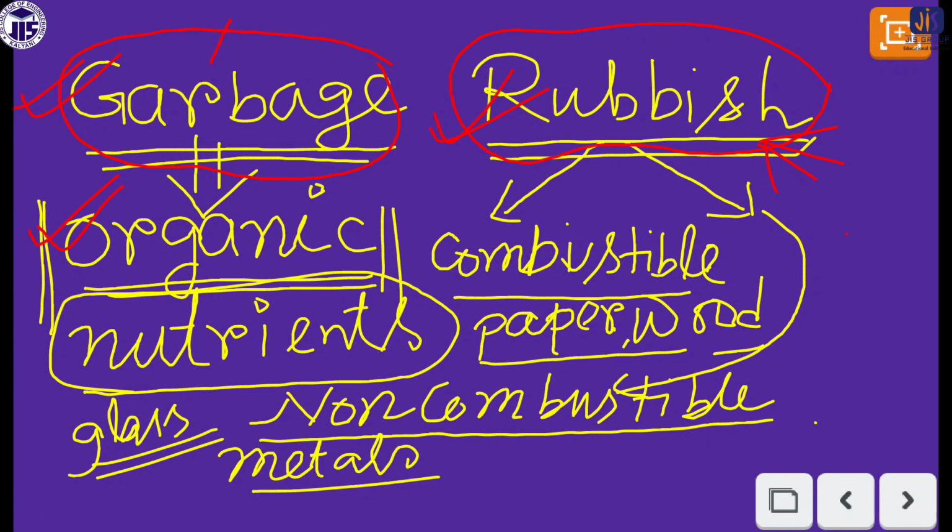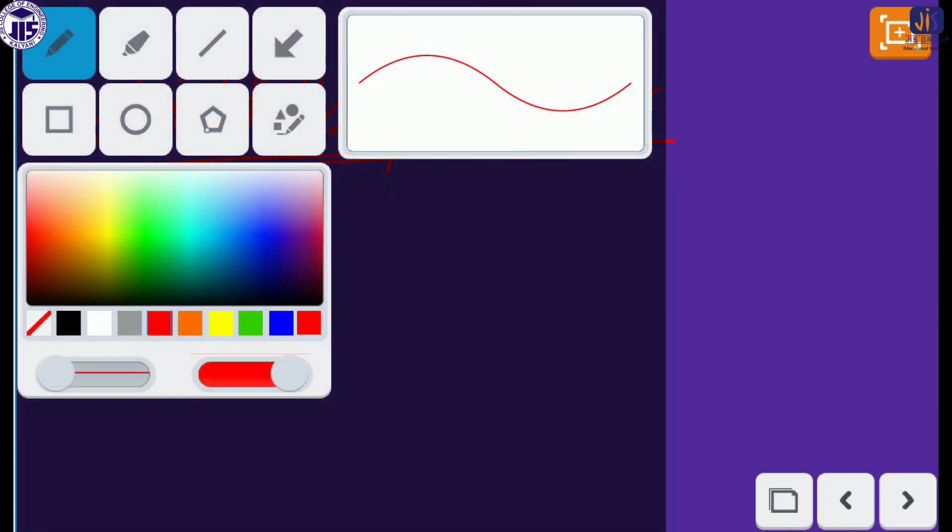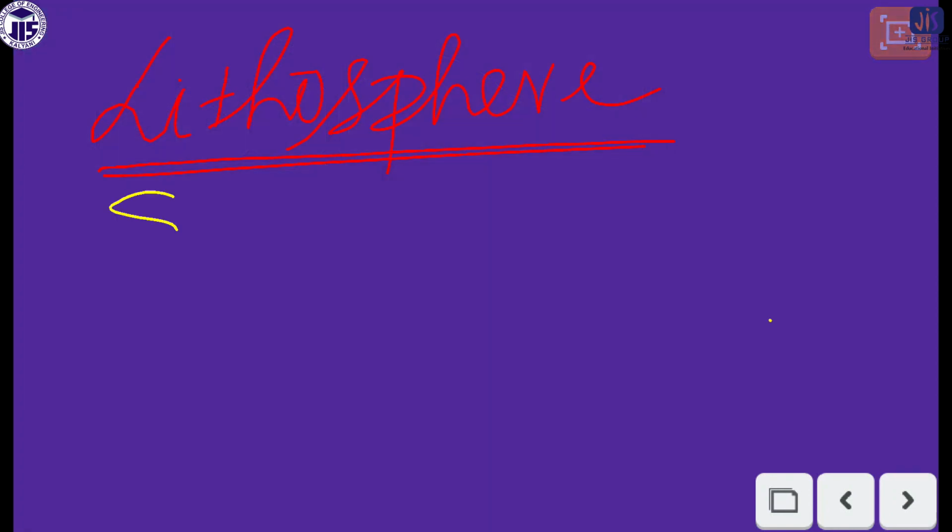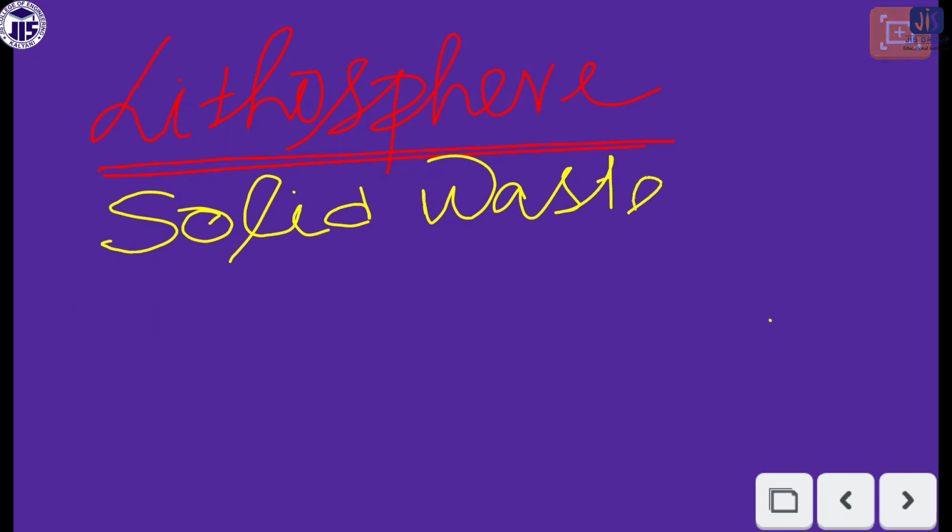So that's all for today. Let me repeat what we discussed till now. These concepts are very important for your next class. You have to keep in mind all the concepts, starting from what is the lithosphere, and that the lithosphere has different layers, like crust, mantle, and the core. The second thing, very important for this chapter and for your daily life also, is what is the solid waste, or how we can define the solid waste.